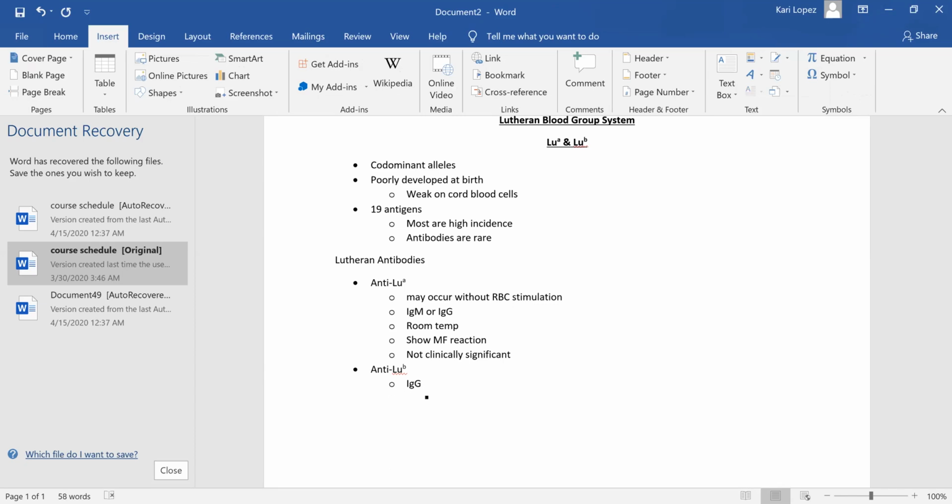So if it's IgG, is that clinically significant or no? Yes, it's clinically significant, especially in reference to transfusion reactions. It works best at the AHG phase. And then it too often shows a mixed field reaction.